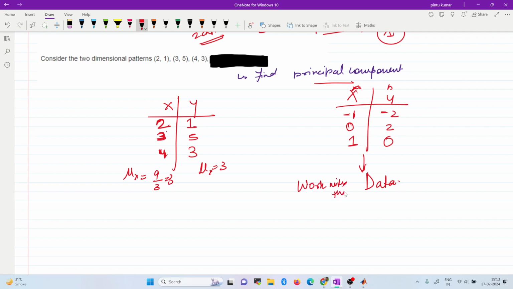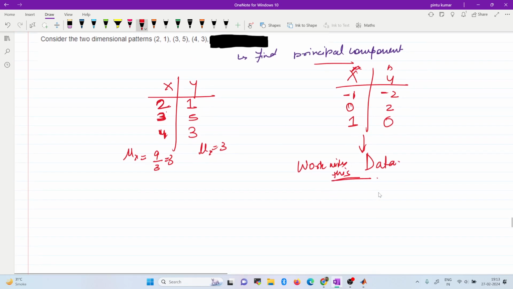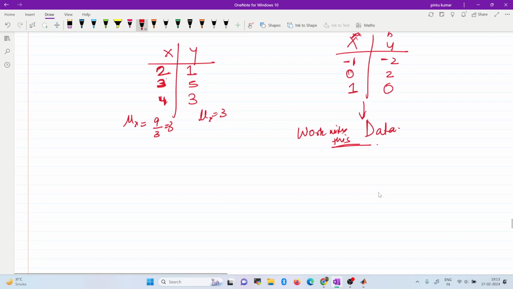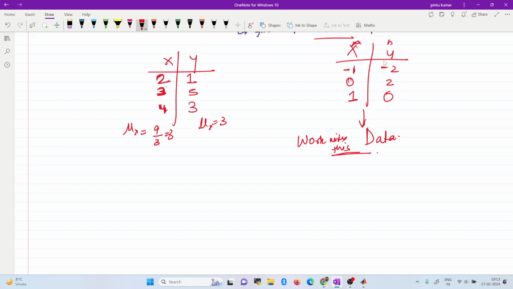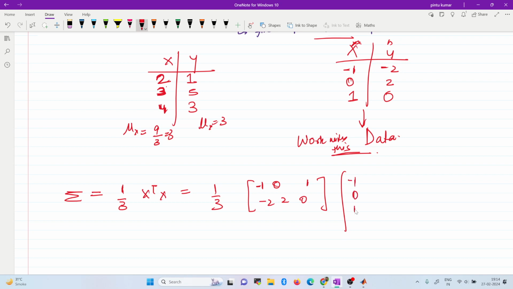We'll work with this data. Okay. So now, because this is a zero mean thing, we can find our covariance matrix as 1 by 3 X transpose X. This is 1 by 3, and this is -1, 0, 1, -2, 2, 0, and -1, 0, 1, -2, 2, 0. Okay.